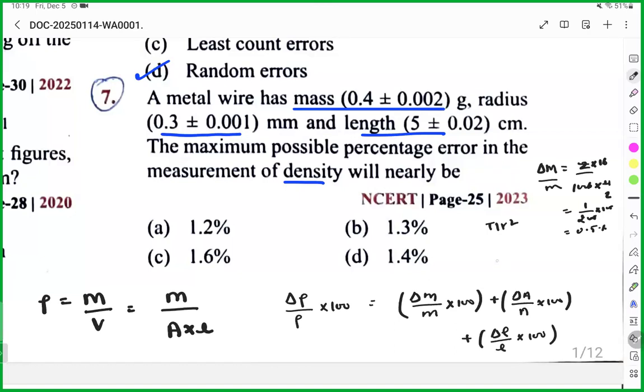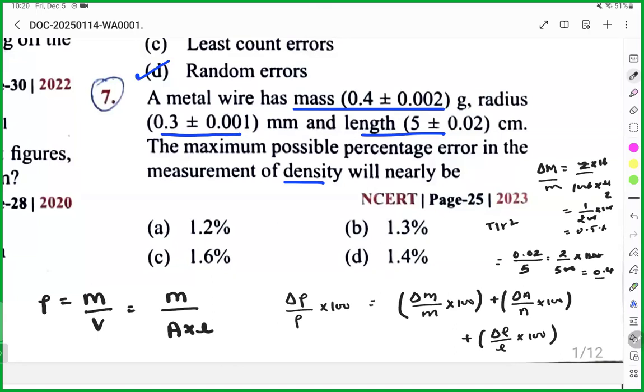Now calculate length. How do you calculate length? Length is 5, and the change in length is 0.02, so it will be 2 by 500 multiplied by 100. Why 100? Percentage. Zeros cancel, it is 0.4, right? So 0.5 is the change in mass and 0.4 is the change in length.